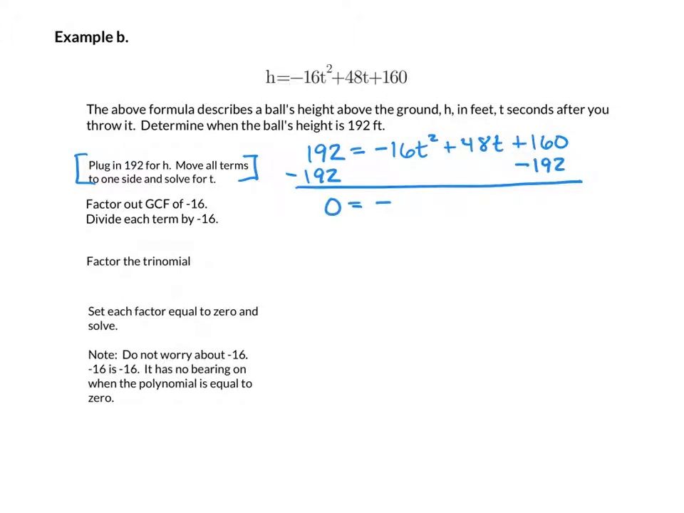And then again, we're going to go ahead and rearrange our terms. So I'm going to subtract 192 from both sides. We get negative 16t squared plus 48t minus 32. From there, we can factor out a GCF of negative 16. If we divide each term by negative 16, we get t squared minus 3t plus 2.